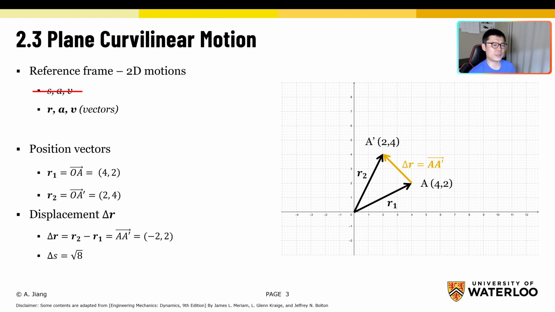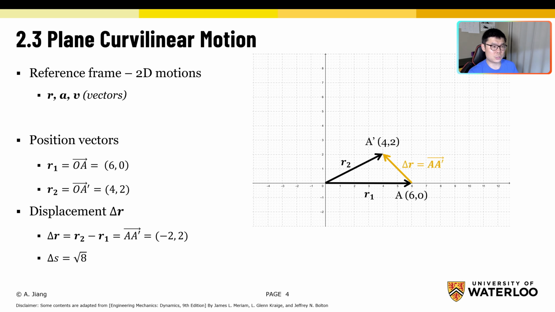Looking at the example here, using R1 and R2 to represent the positions of A and A prime measured from the origin O, we can calculate the total displacement from A to A prime as the vector -2, 2. The magnitude, or delta S, is given as the square root of 8.